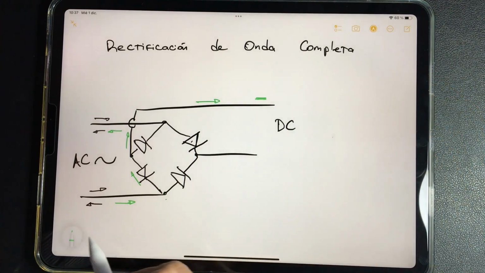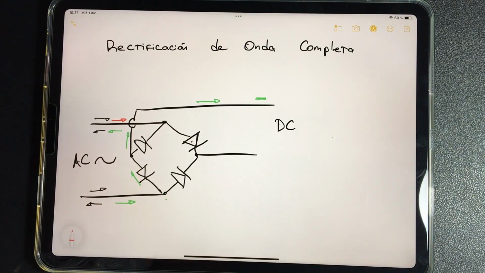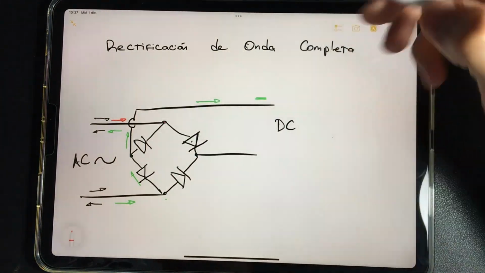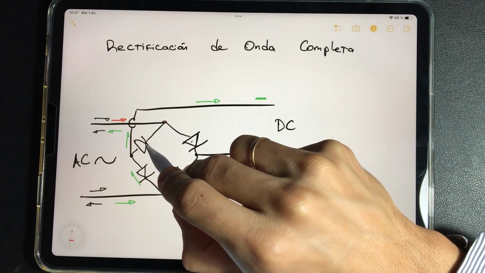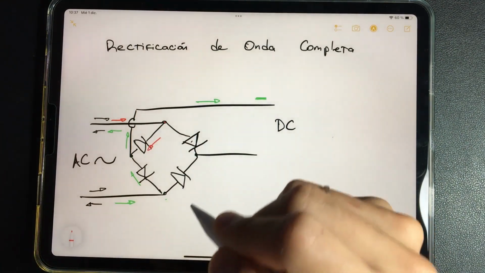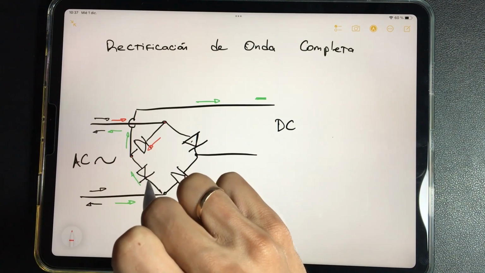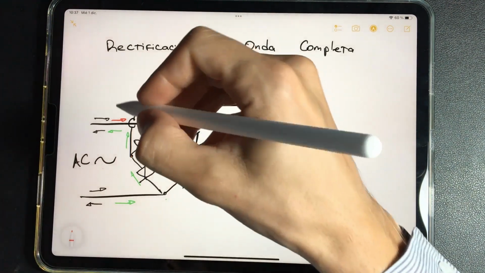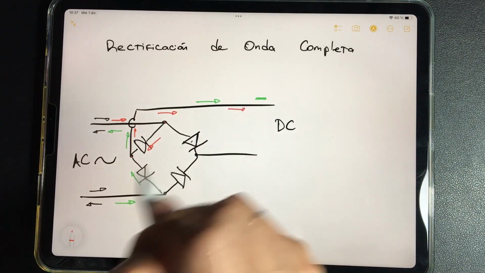Now, the next moment in time when the electrons come in through this other side, what happens? At this point, we also find a diode in reverse and another diode in direct. The electrons will be able to pass through the diode that is in direct. And at this point, exactly the same thing happens again. They meet again with another diode in reverse, and the only way out for the electrons is through this path.